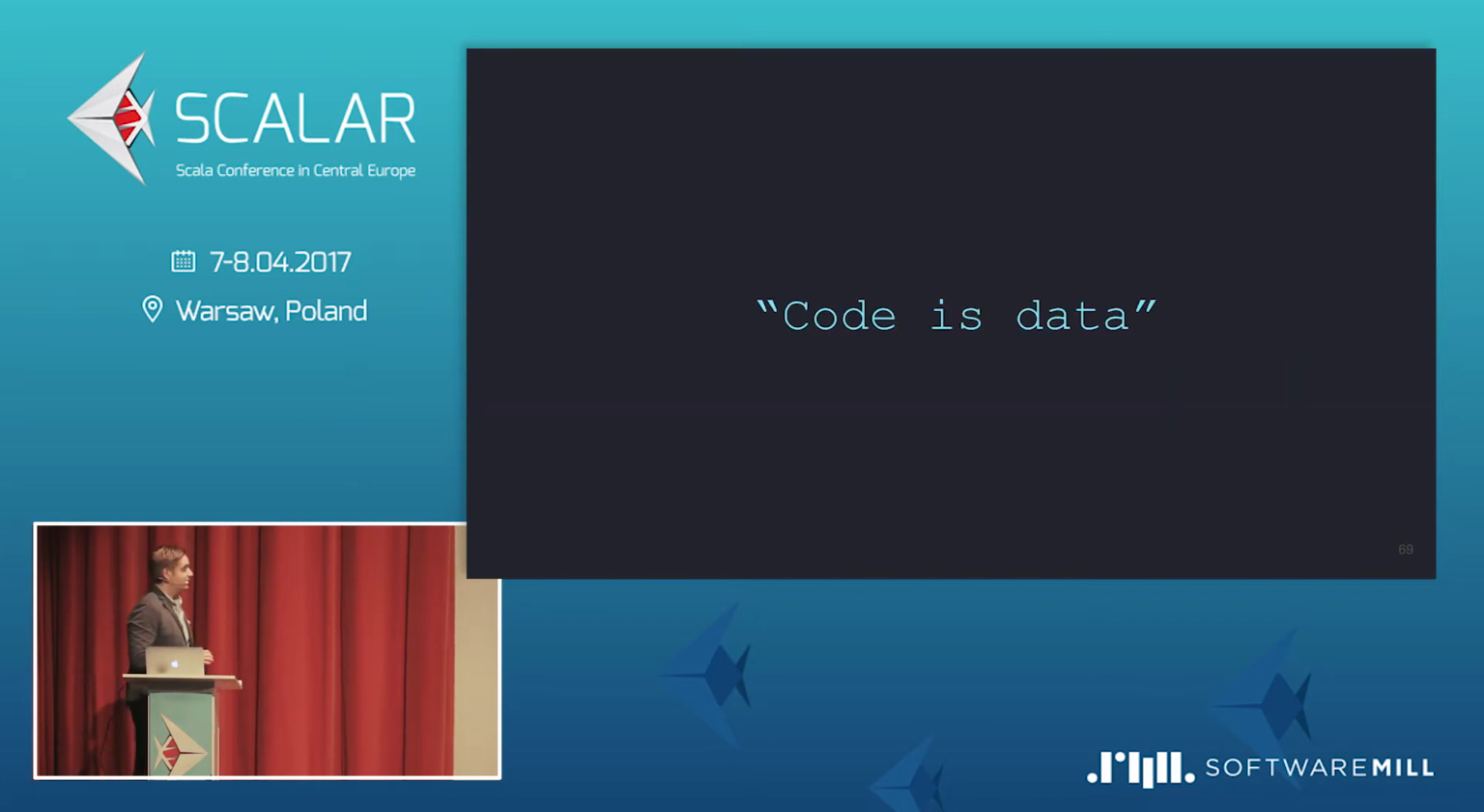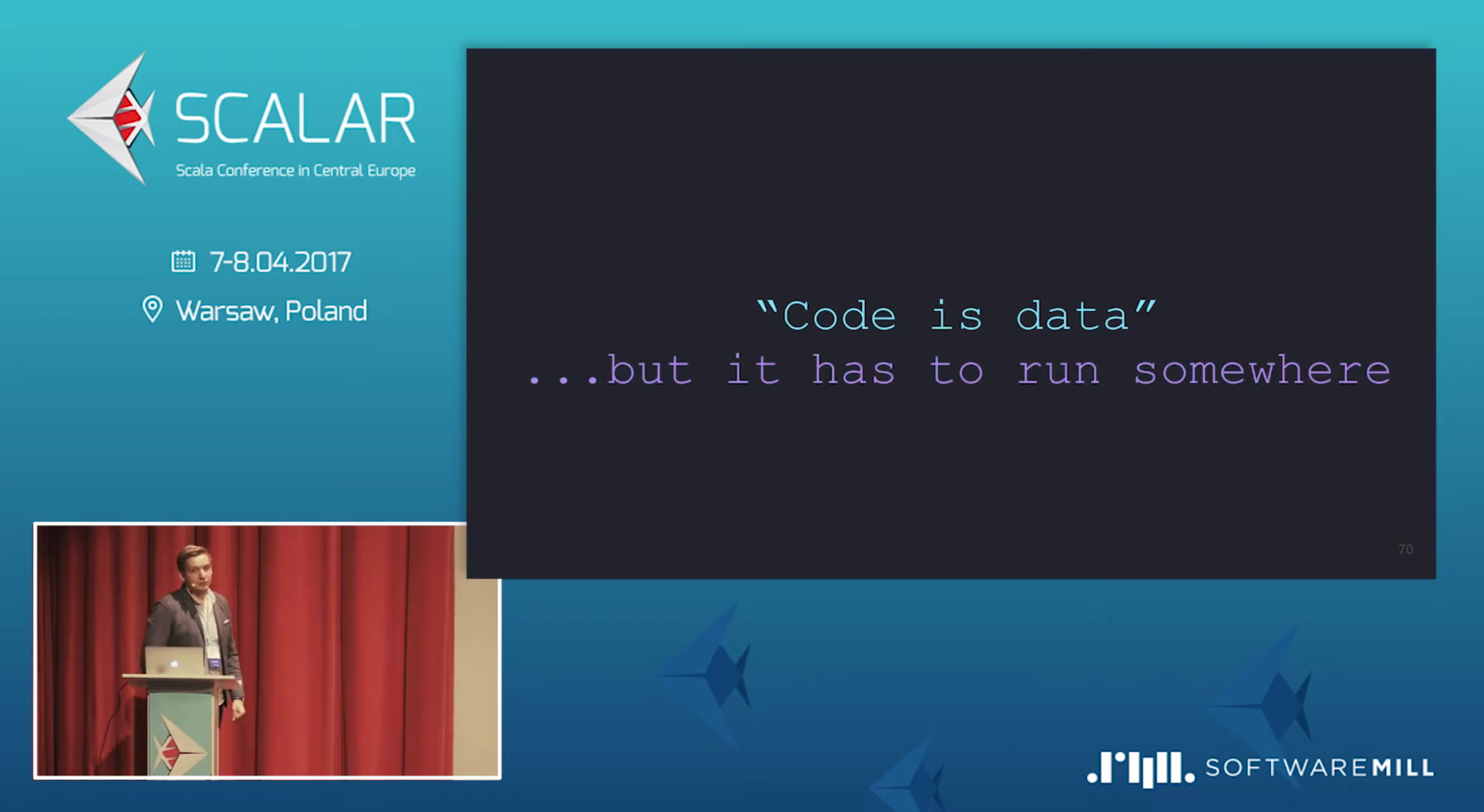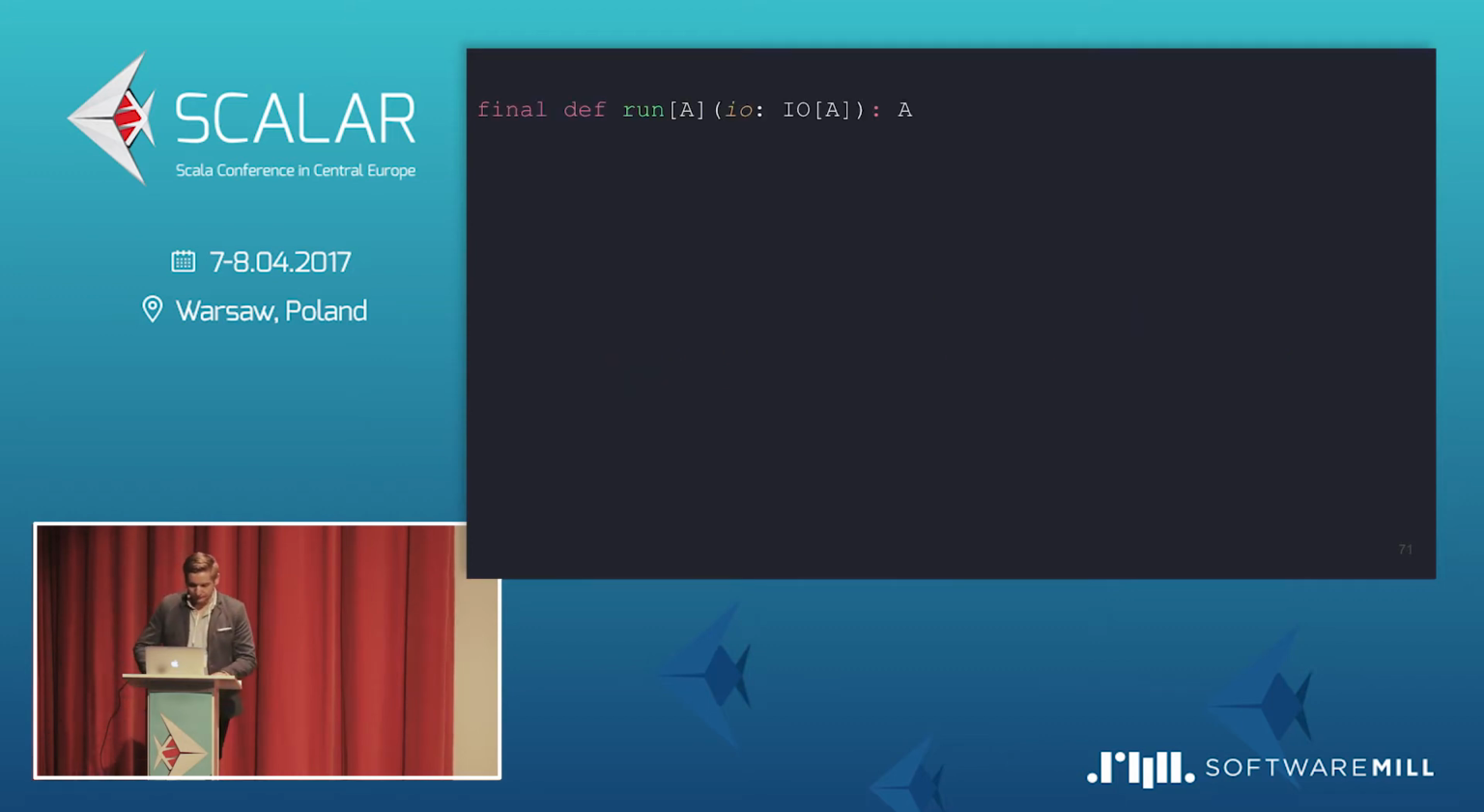Okay, so this was said a few times already, but there comes a moment when the data has to run somewhere. So we need the run method. How can we write the run method? We know that IO is actually a sealed trait with case classes beneath. So let's do what most programmers will do. Let's pattern match.